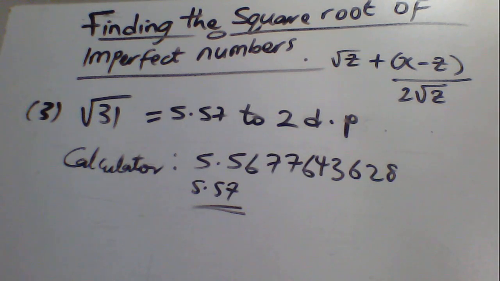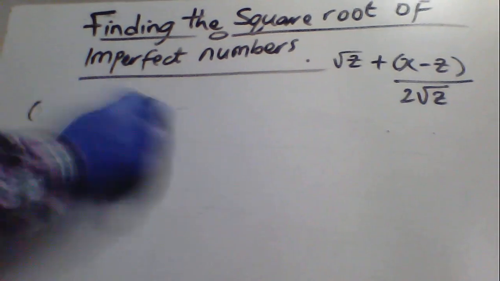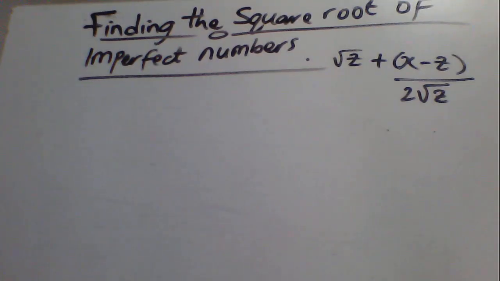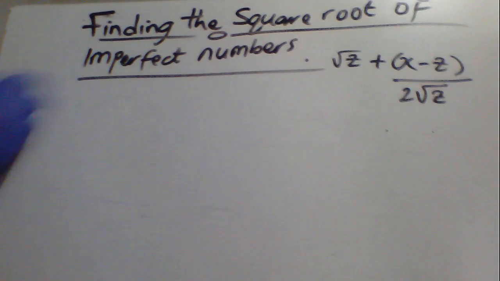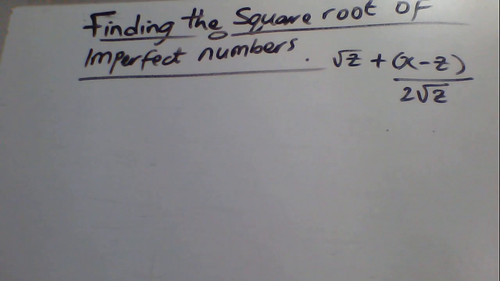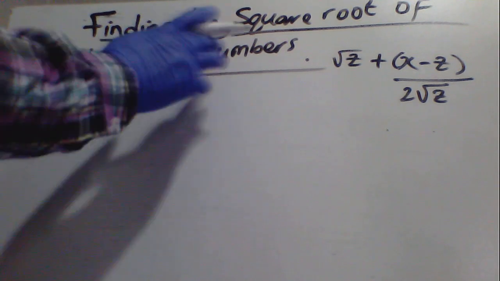So we are through with the unit and the tenth. Let us look at the hundredth, finding the square root of a 100-digit number. Let's find the square root of 167. You know our topic is imperfect numbers.